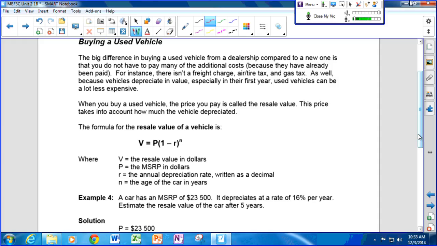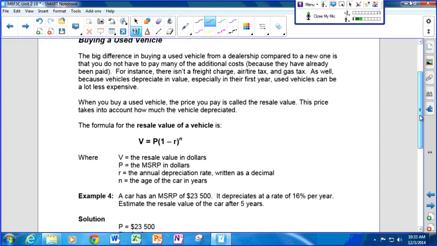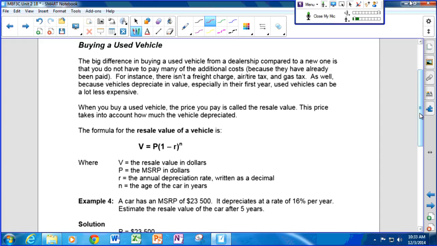Now, of course, the disadvantage is, maybe it doesn't have the same warranty, maybe it doesn't have any warranty. Maybe there's some parts that are starting to wear out. So there are some risks to buying a used vehicle, but it depends on your circumstances, right? If you're good at fixing vehicles, it might be a really good bargain, or if you know someone that's good, or if you have a good mechanic. So now, when you're buying a used vehicle, they call it the resale value of the vehicle.